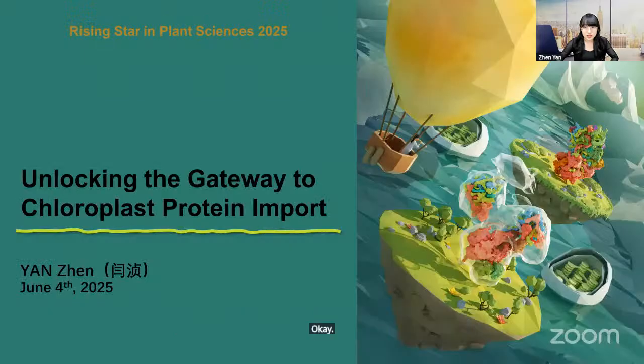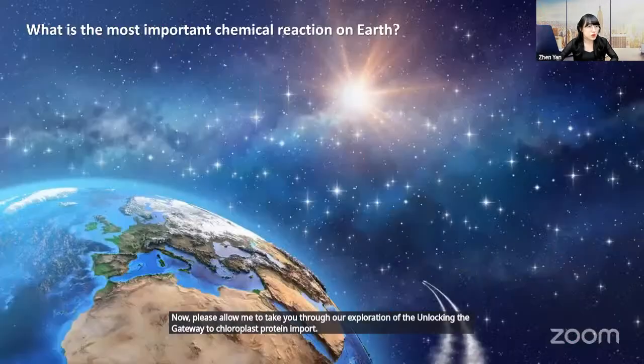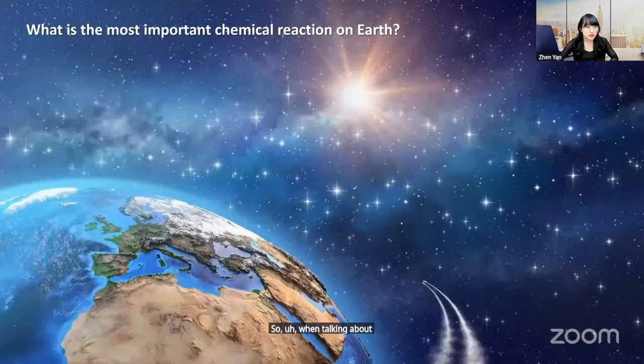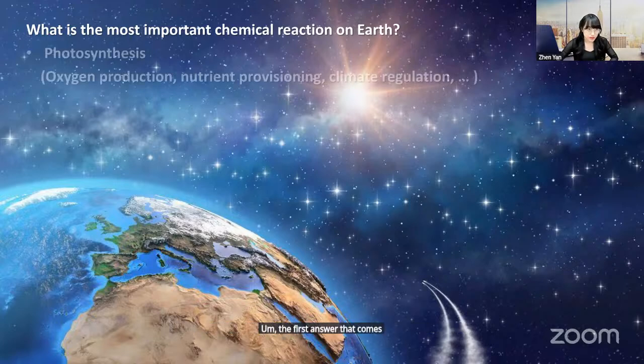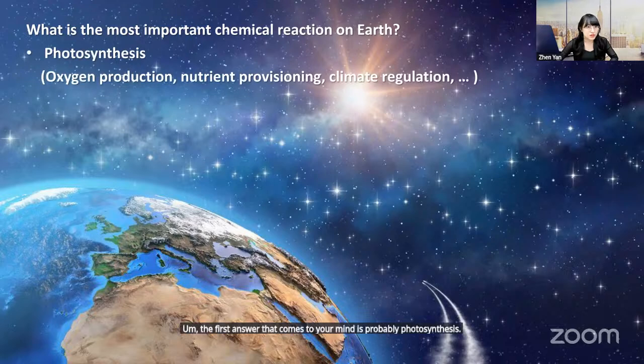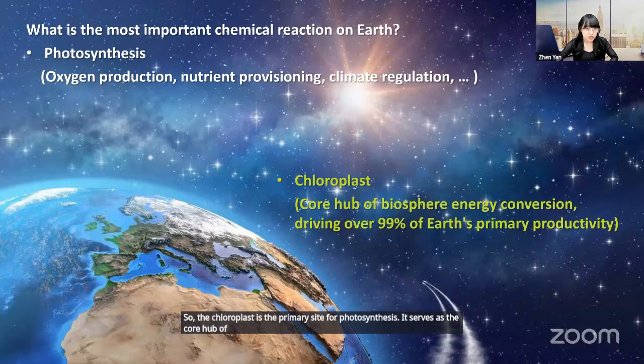Today I will only talk about the work at Westlake University. Now, please allow me to take you through our exploration of unlocking the gateway to chloroplast protein import. When talking about the most important chemical reaction on Earth, the first answer that comes to your mind is probably photosynthesis. The chloroplast is the primary site for photosynthesis. It serves as the core hub of biosphere energy conversion, which drives over 99% of Earth's primary productivity.